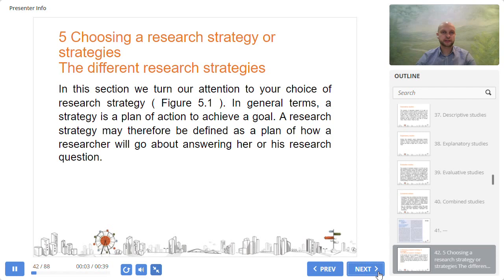Now we have reached section number 5, choosing a research strategy or strategies. The different research strategies. In this section, we turn our attention to your choice of research strategy. In general terms, a strategy is a plan of action to achieve a goal. A research strategy may therefore be defined as a plan of how a researcher will go about answering her or his research question. It is a methodological link between your philosophy and choice of methods to collect and analyze data.